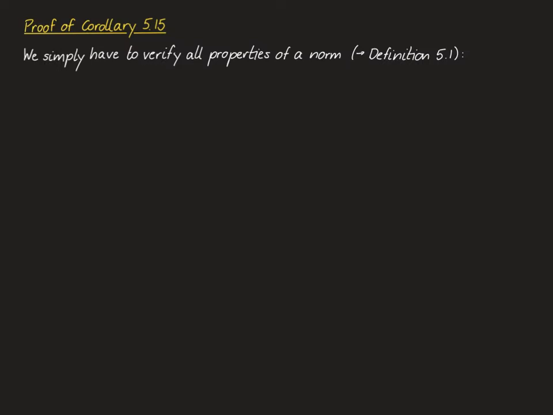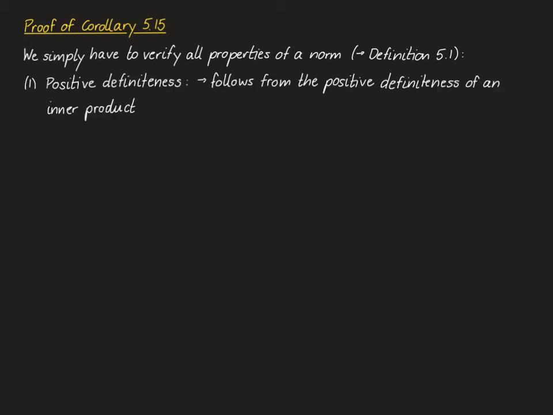For the proof of corollary 5.15, we simply have to verify all three properties of a norm as stated in definition 5.1. The first one is positive definiteness, which is clear from the positive definiteness property of the inner product. The second one is absolute homogeneity.